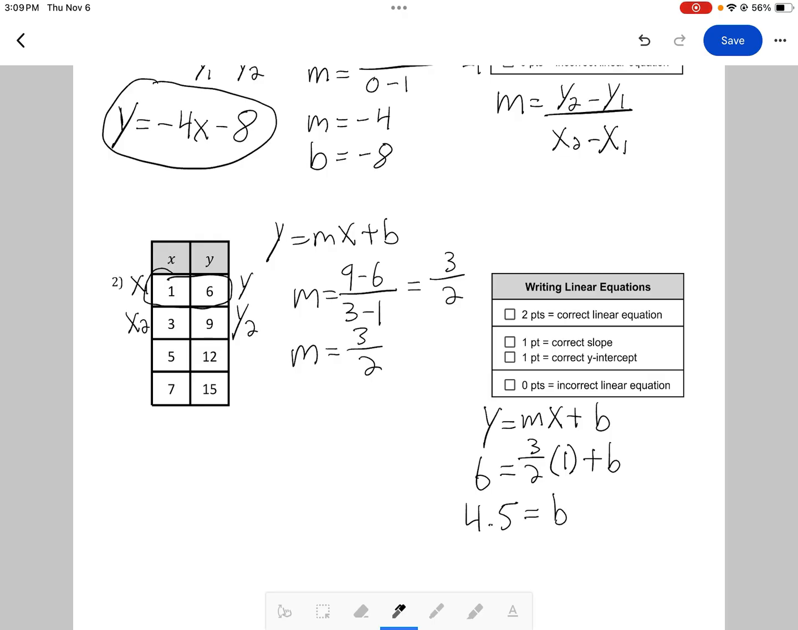Now I'm going to rewrite it all to fit in this equation. So y equals 3 over 2x plus 4.5.